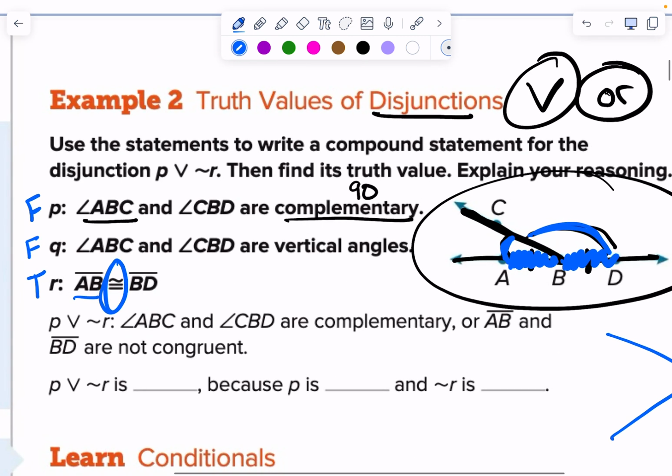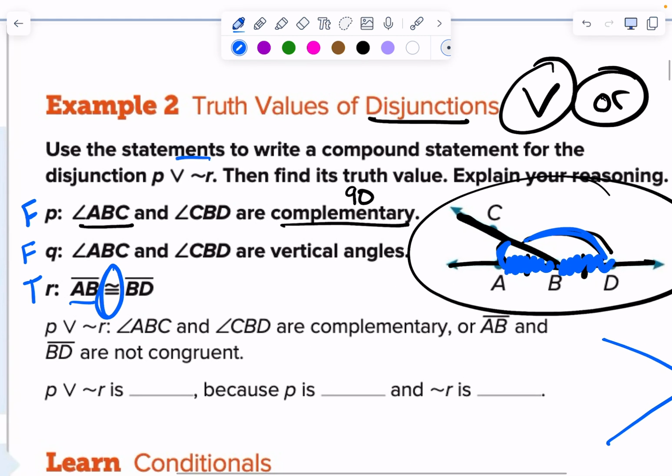All right, they want us to find the truth value of this thing right here. Let's do this not by writing it out. You ready? I'm going to show you how to cheat. I've got Kellen's attention. He's ready. Okay, here we go. I'm just kidding. P or not R. What's the truth value of P? P is false. This guy says or, right? R was true. That means not R is false.